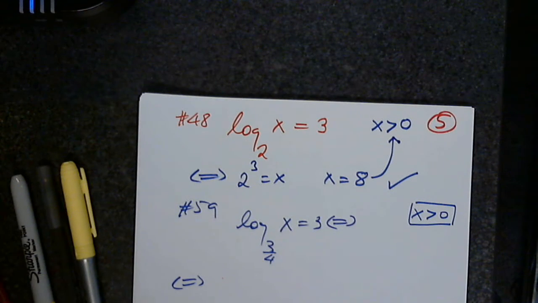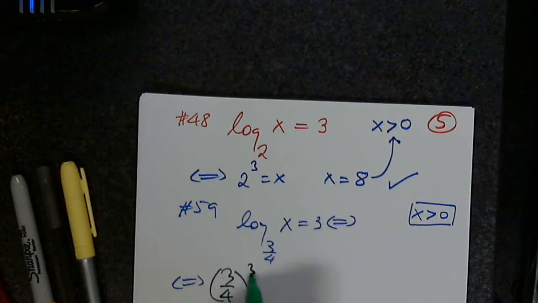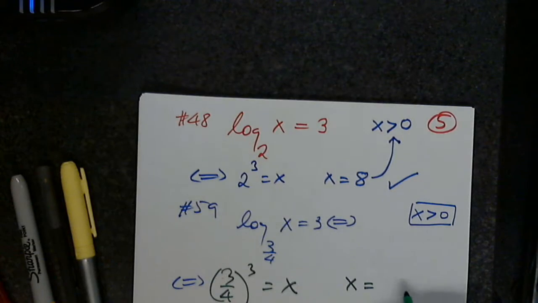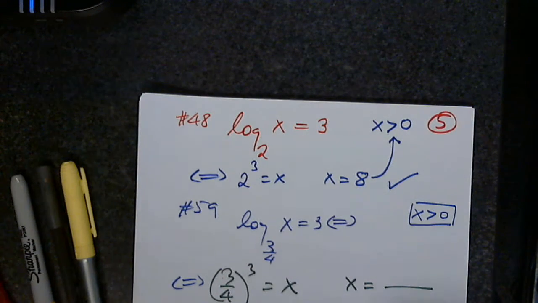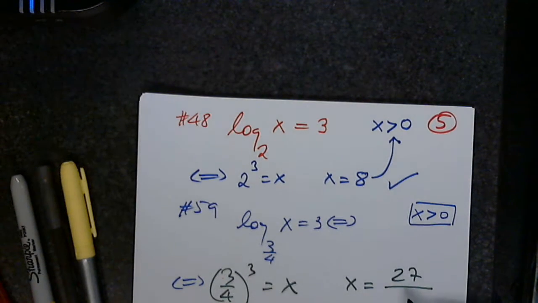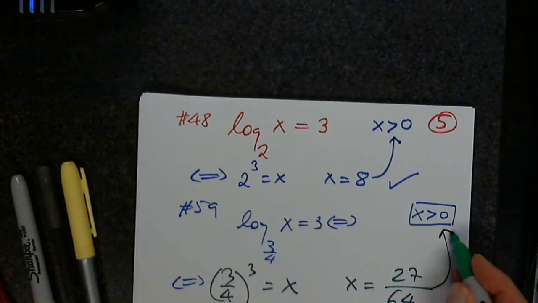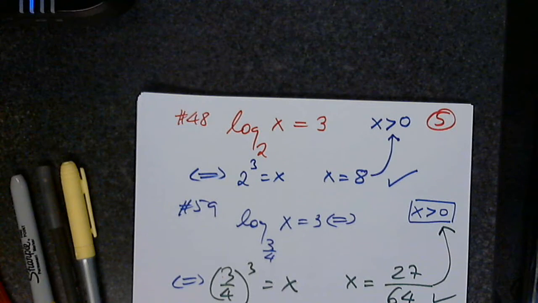How do I change this into an exponential equation? What do I have to write? 3/4 to the power of 3 equals x. So therefore x equals, the top will be 9, careful, one more time, 27. Good. And the bottom will be 64. Is this a number greater than 0? Yes. Good, acceptable. Any questions?